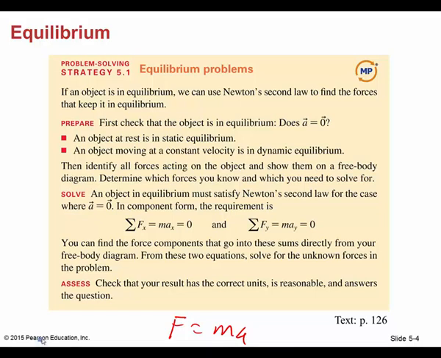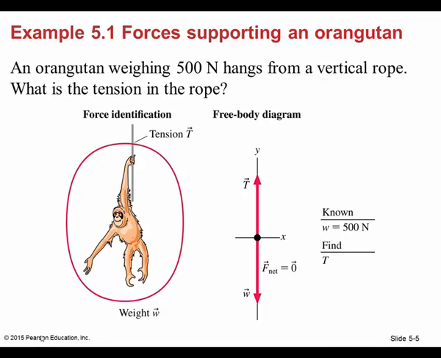Now let's look at the orangutan here hanging from a cable. Let's look at the forces involved. Notice we have tension forces, since he's hanging from a rope or a vine, and then we have the force of weight. He is not moving, he's just hanging there, so he is in static equilibrium. And so we say F is equal to ma, which is equal to 0 newtons.